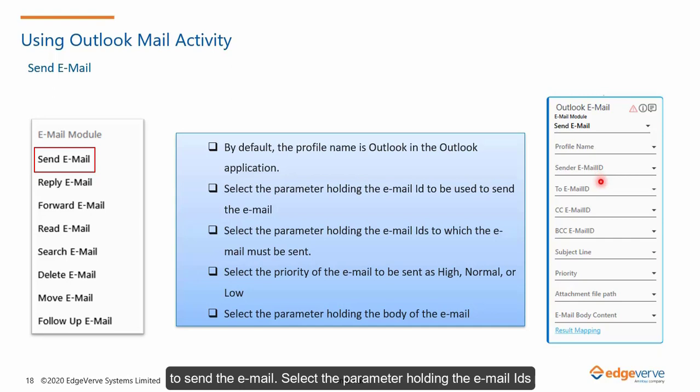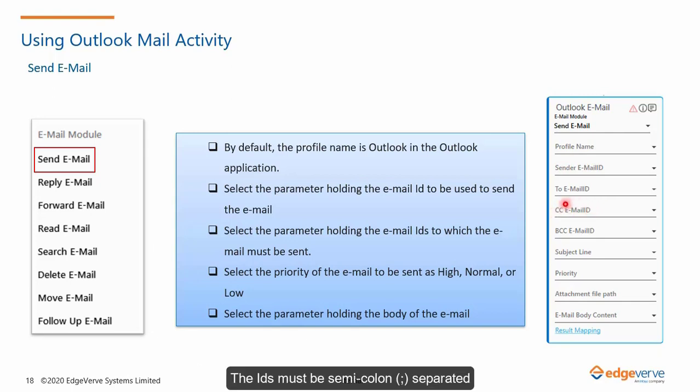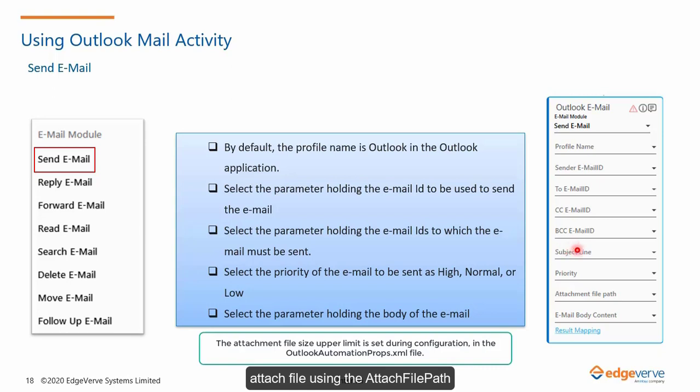Select the parameter holding the email IDs of the recipient whom you want to copy on the mail publicly. The IDs must be semicolon separated and the values may contain internal as well as external IDs. One can add even the subject line to the email that is supposed to be sent. Also, one can attach a file using the attach file path parameter. You must enter the file path along with the file name and extension.